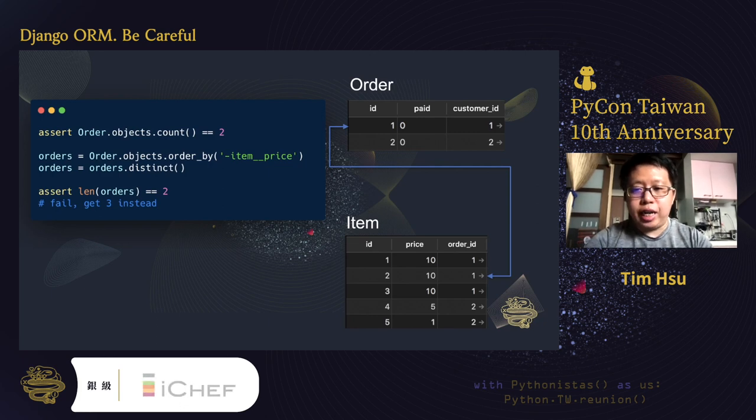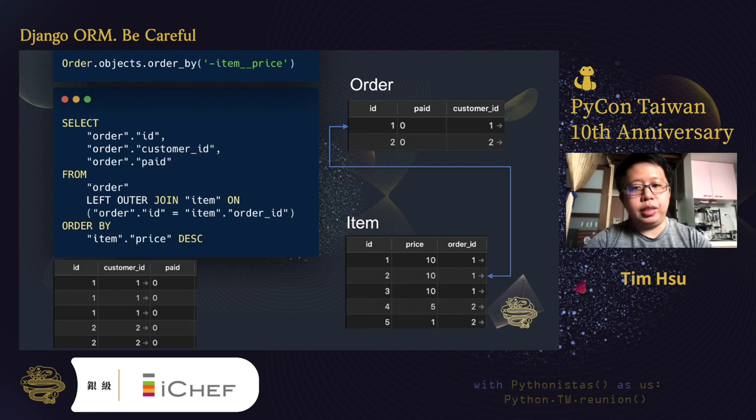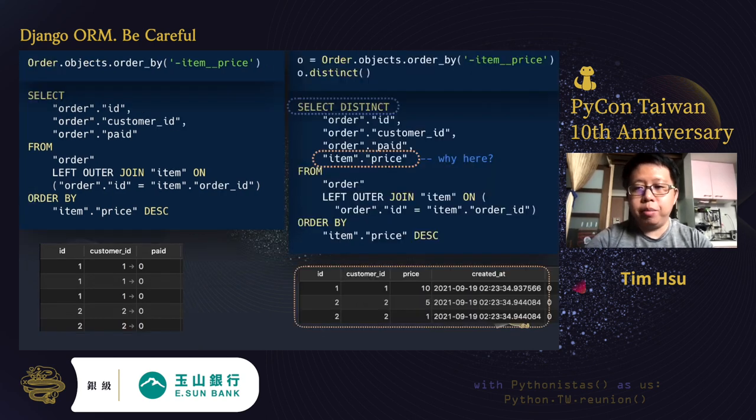But the final count of orders becomes 3, not 2. What happened? There are only 2 orders in the database. Now, let me show the SQL without distinct. It did use a join as we expected, and produced duplicate rows of data. Now, let's see what happened when we added the distinct method to the query set.